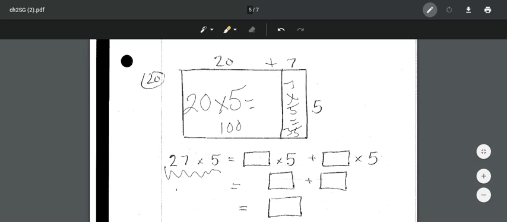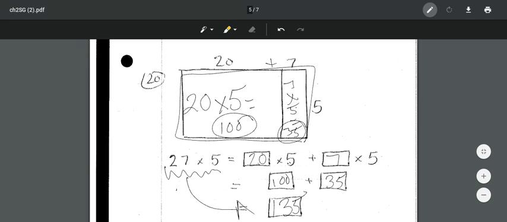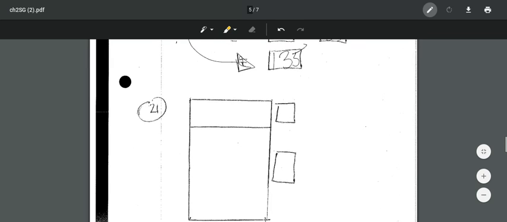So when we're actually doing this on the paper, they're having us write it out. 20 times 5, 7 times 5. We said the 20 times the 5 again was 100. We said the 7 times the 5 again was 35. So when I add 100 plus 35, or the whole area, it's 135. So 27 times 5 is 135.